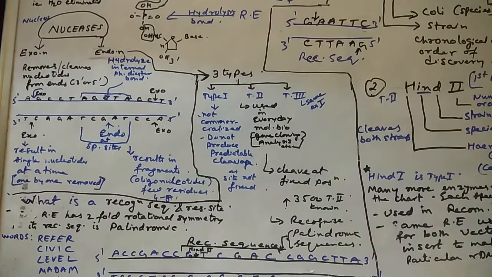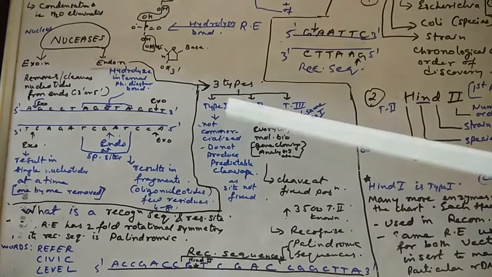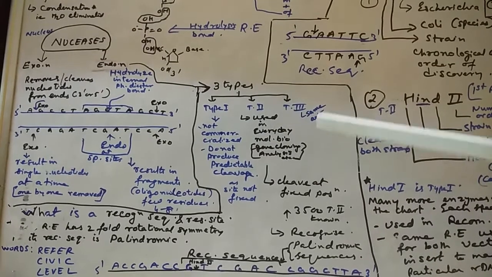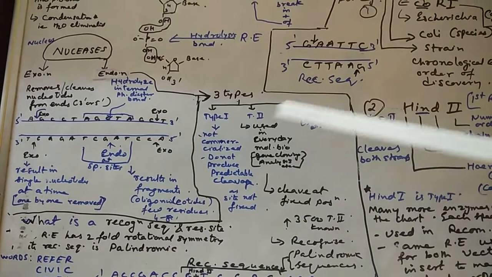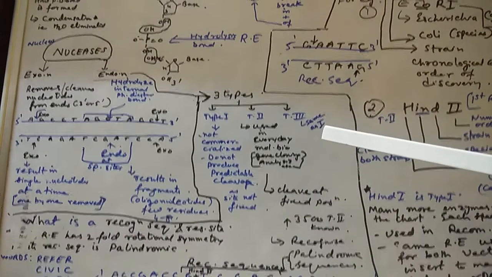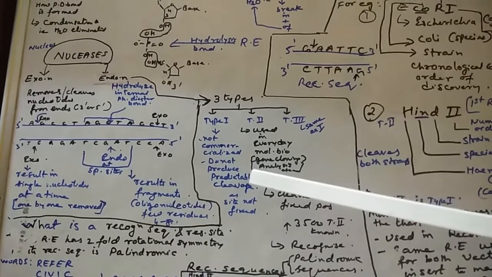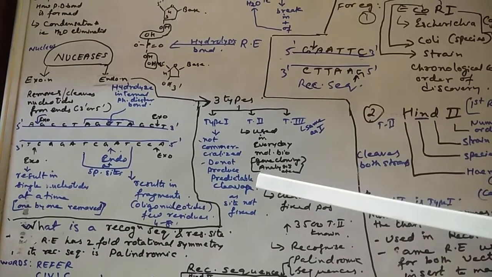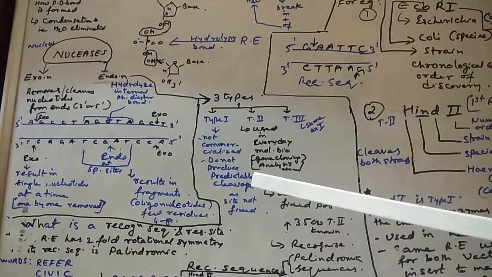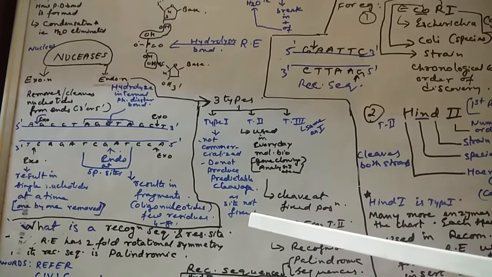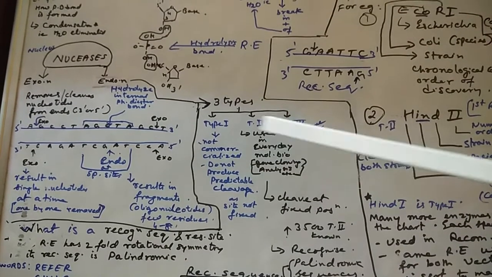So endonucleases are of 3 types. They are type 1 endonucleases, type 2 endonucleases and type 3 endonucleases. Type 1 and type 3 are not commercialized because they do not produce predictable cleavage. That means they don't recognize exactly where the cut should be formed. They don't have a fixed site where they should cleave. So they are not easily used.